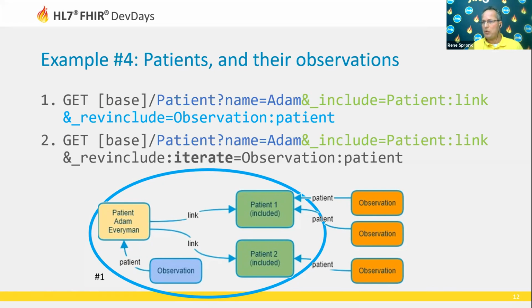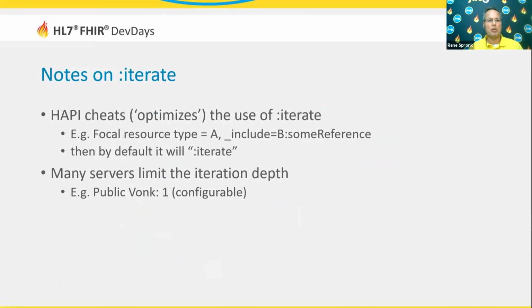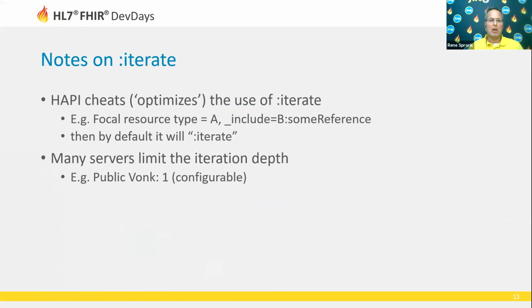Okay, so quite a few examples, but by now I hope you have seen the basic principle behind this. Now, actually, there were some few things around iterate. This is actually implemented by most servers. But some of them, like the public Vonk server that most people use for testing now and then, it's actually set to 1. So this iteration level is limited to 1, but it's configurable.